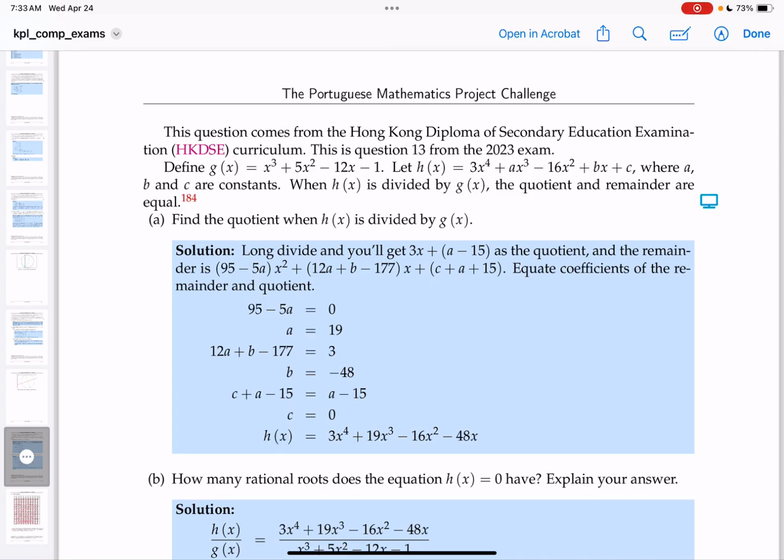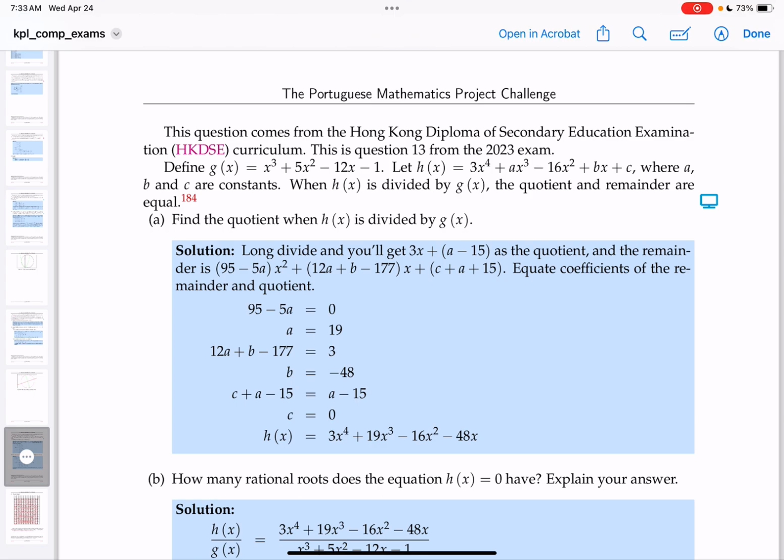Okay, the question comes from a Hong Kong Diploma of Secondary Education examination. It's question 13 from the 2023 exam. And these are really a series of exams. They're extensive, and I'm going to say they're challenging exams. And this is a good representation of a question from that exam.